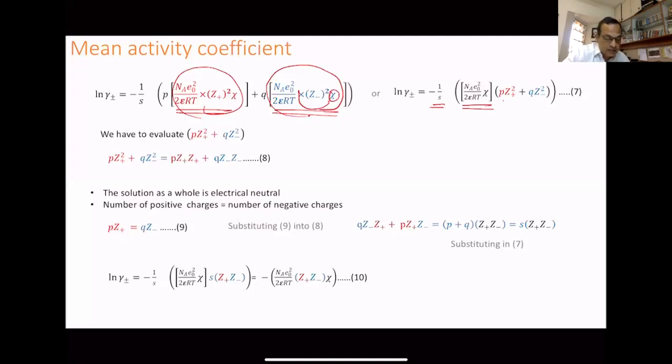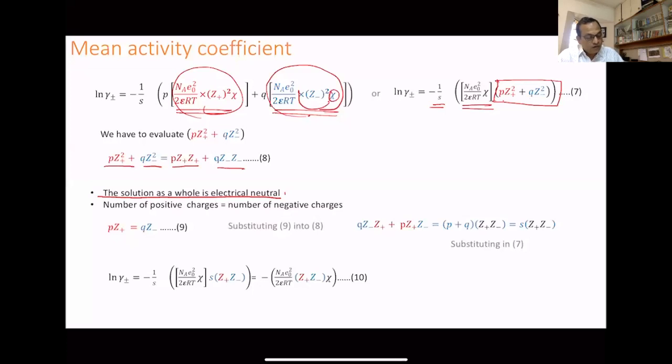So I get this generalized equation. Now we have to evaluate this p z plus square plus q z minus square. Okay, so let us see now. The p z plus is equal to p z plus z plus, and p z minus, q z minus is equal to q z minus z minus. Agree?